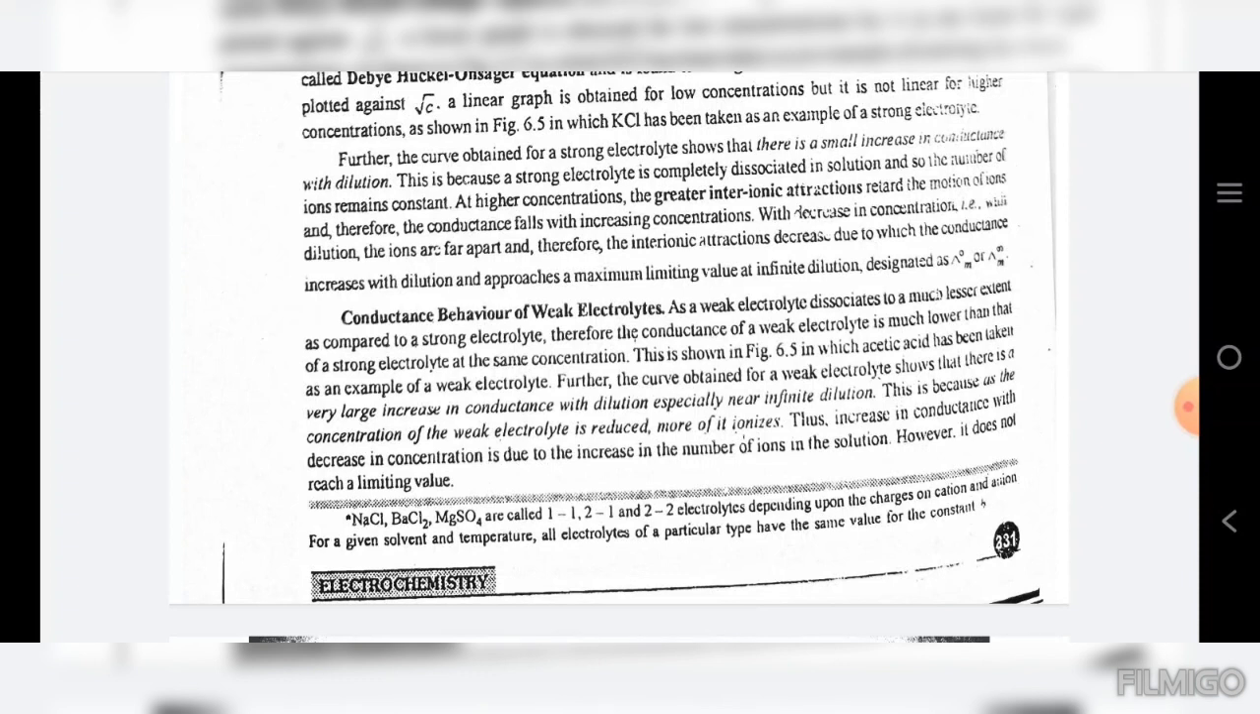Further, the curve obtained for a weak electrolyte shows that there is a very large increase in conductance with dilution, especially near infinite dilution. This is because as the concentration of the weak electrolyte is reduced, more of it is ionized. Thus, the increase in conductance with dilution is due to the increase in the number of ions in the solution. However, it does not reach a limiting value.